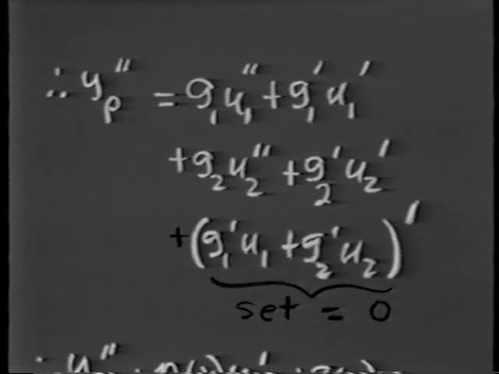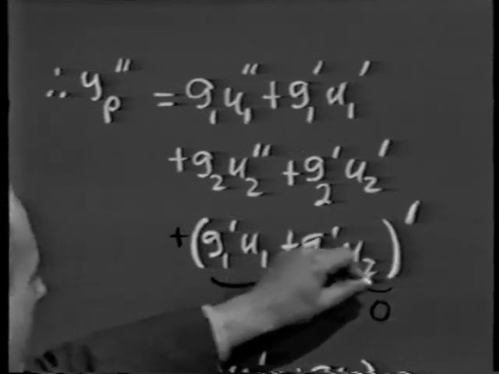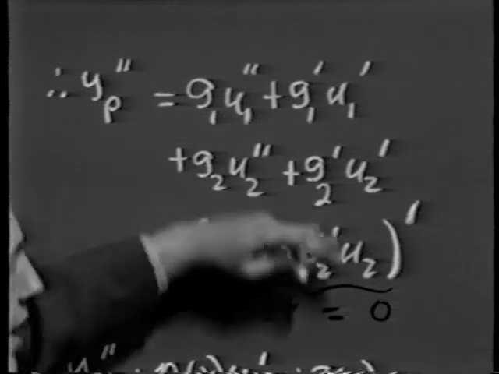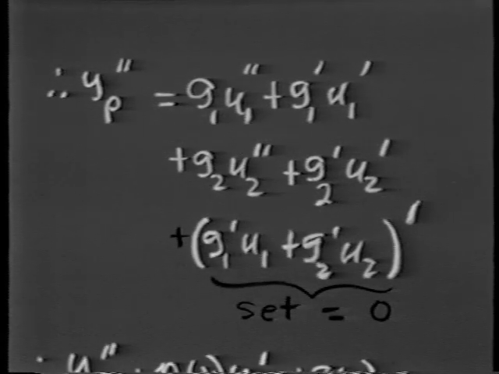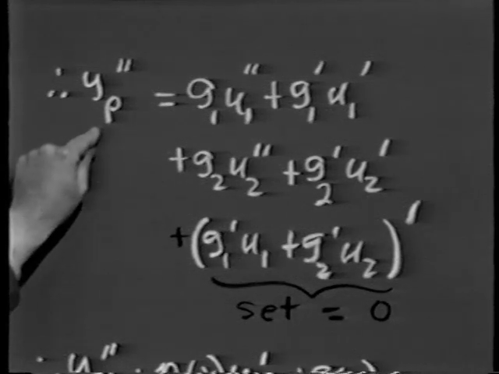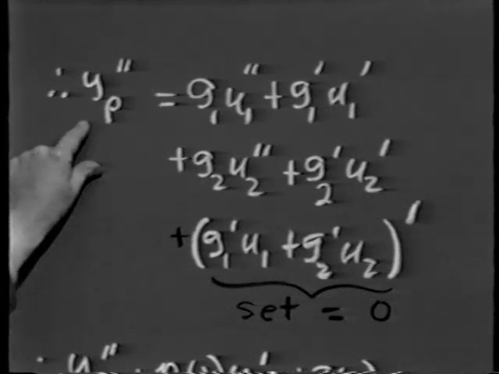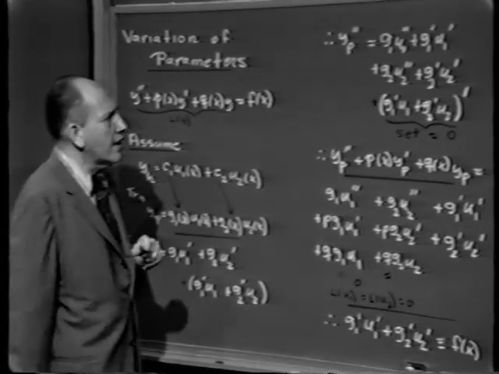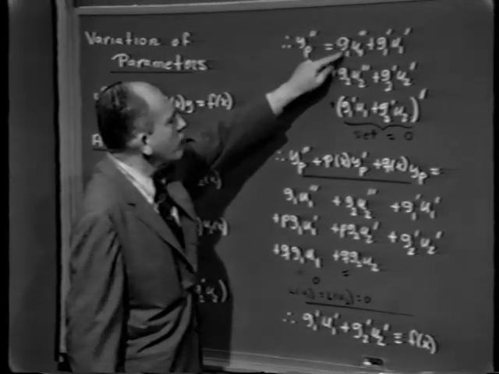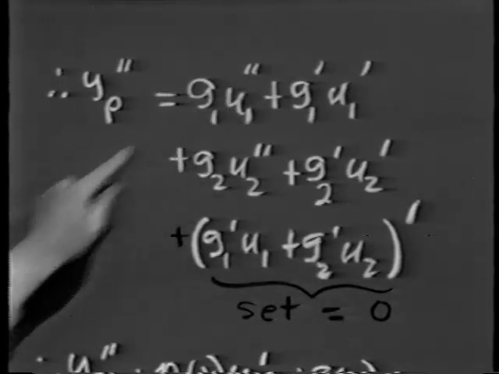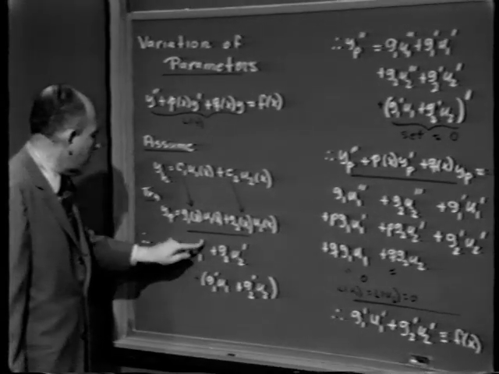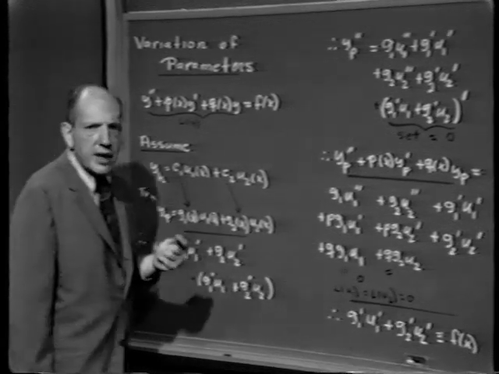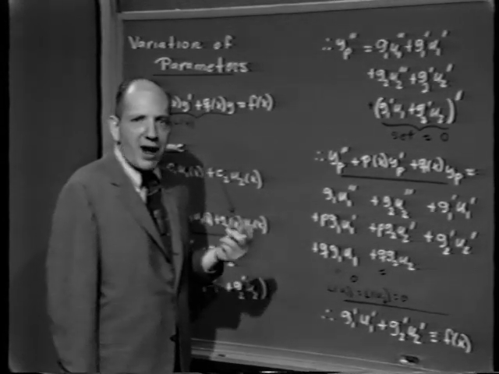Now, here's what I'm leading up to. Notice, by the way, if I were to differentiate this term, yp double prime would have 8 terms in it instead of just these 4. Also notice a rather interesting thing. Ultimately, I'm going to take yp double prime, yp prime, and yp, and substitute them into this equation in order to see what G1 and G2 must look like. Notice that yp double prime has a G1 U1 double prime term in it. Yp prime has a G1 U1 prime term in it, and yp has a G1 U1 term in it. Similarly for U2 prime, U2 double prime, etc.